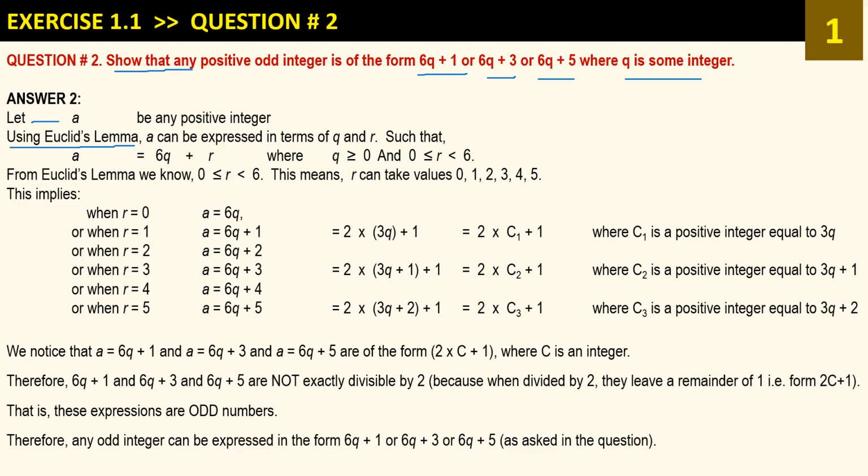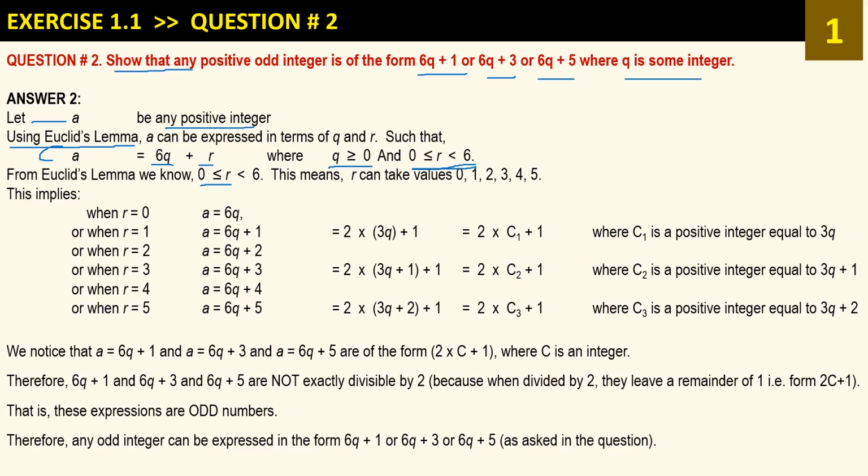Let's say a is a positive integer, and using the lemma we can express a as equal to 6q plus r, where r is between 0 and 1 and r can take value equal to 0, and q is greater than or equal to 0.